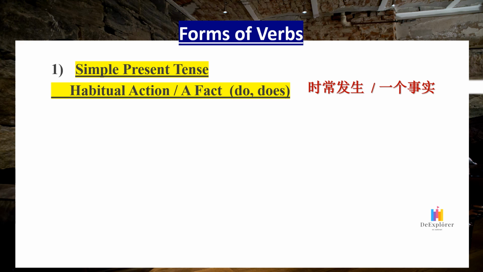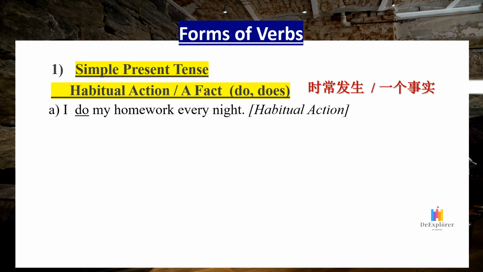Okay, so you can actually copy this. Number 1, these words right into your exercise book now. Number 1, simple present tense, leave a line, habitual action, fact, and write the verb do, does. You can even write the Chinese wordings there if you want. Okay, now let's take a look at examples of sentences showing the simple present tense.